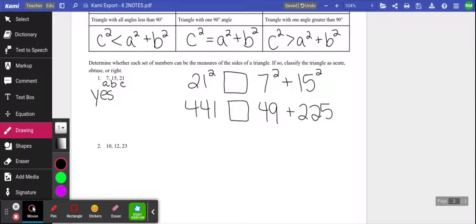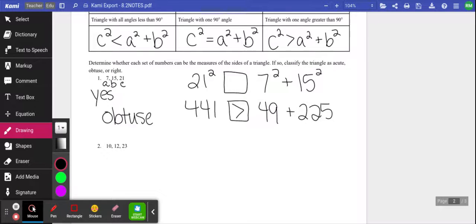I would say yes, it is. So, is it less than, equal, or greater than? Greater than. So what kind of triangle is this? Obtuse. Yes, obtuse triangle. Perfect.